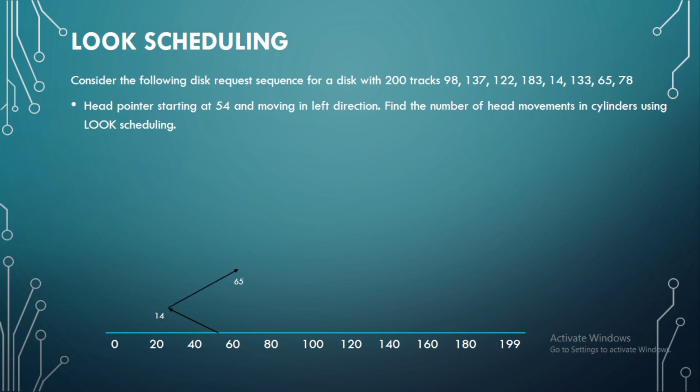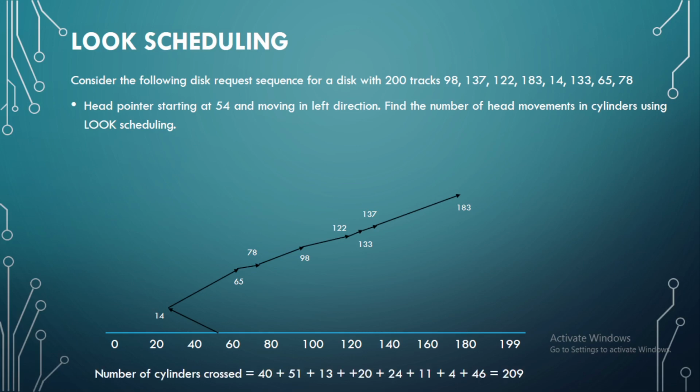It services the next request by not going to the end. From 14 to 65, servicing the next request, and then 78, 98, 122, 133, 137, and 183. Now we can see the disk movement won't go to the end. So this overhead is reduced in look scheduling. We can find the head movements here: from 54 to 14 is 40, then 15, from 14 to 183. The sum of all these numbers will give you 209.